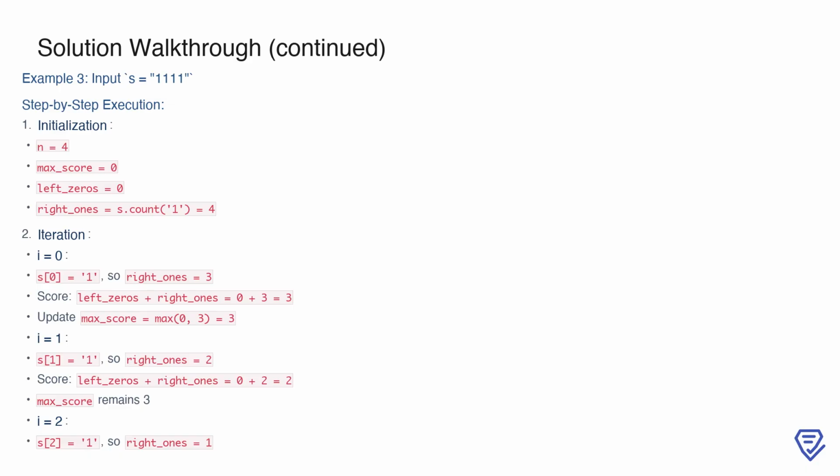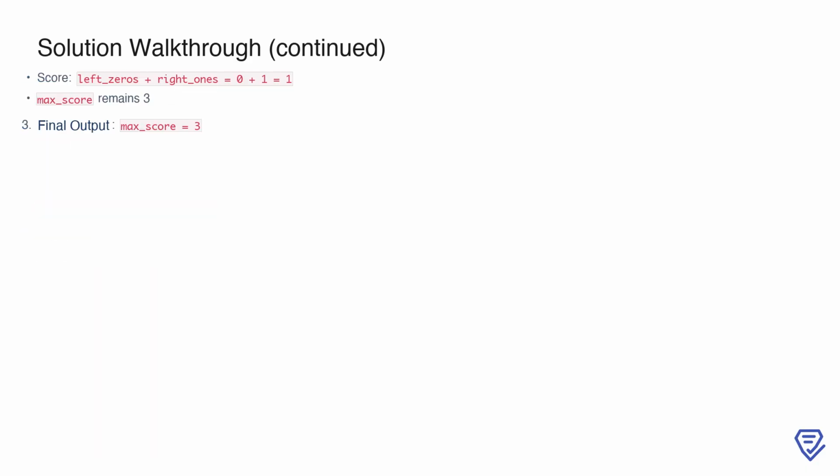The score at this step is 2, which is less than max_score, so no update is made. At index i equals 2, the character is again 1, and right_ones becomes 1. The score is calculated as the sum of left_zeros and right_ones, which equals 1. However, this is less than the current max_score of 3, so no update is made. After completing the iteration, the maximum score remains 3. This is the final result for this example, as no partition of the string produces a higher score.